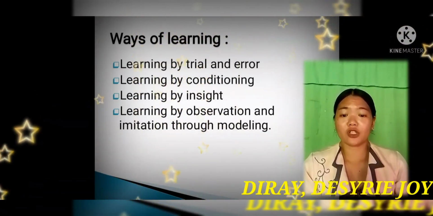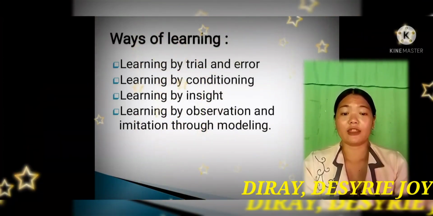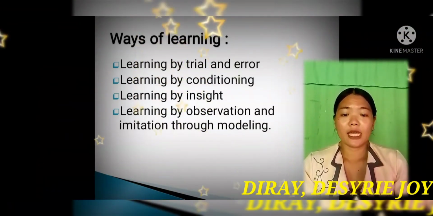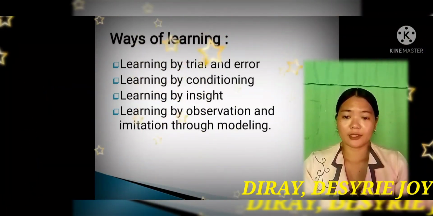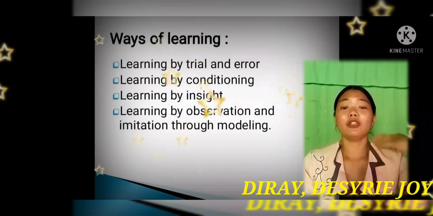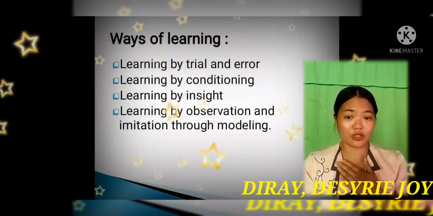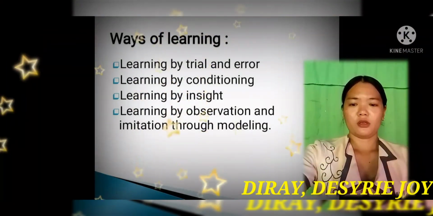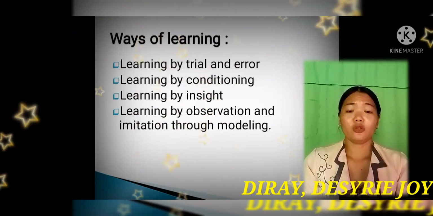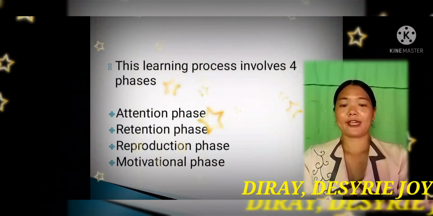Another one is learning by observation and imitation through modeling. In observational learning, we learn by watching others and then imitating or modeling what they do or say. The individuals performing the behavior are called models. We as teachers are the models. We act, then our students imitate what we do or say; we do as teacher, they do as learner. Learning by observation and imitation does not end here. It also involves the attention phase, reproduction phase, and motivational phase.